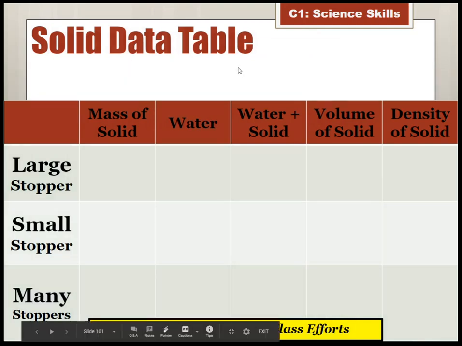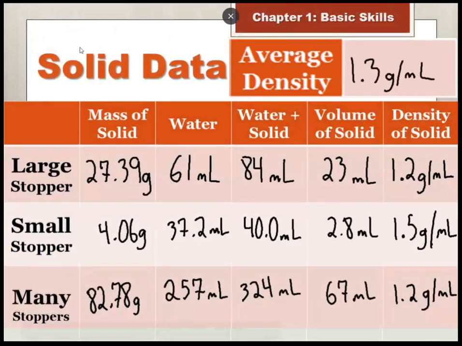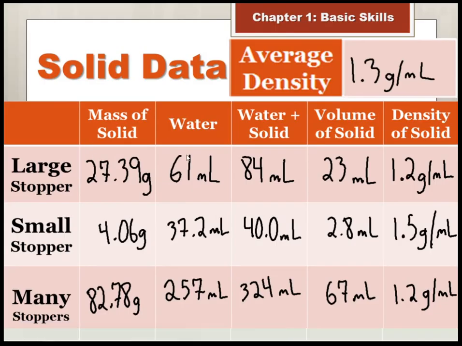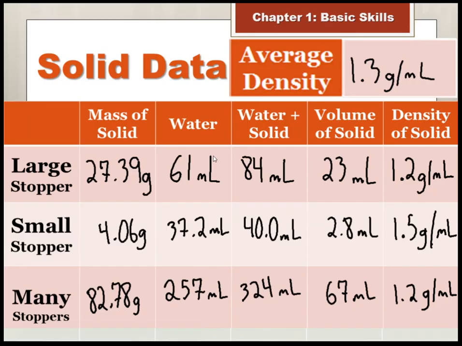If you take a look at this data table that's there, here's my sample data table. Okay, here was the mass. This was how much water was in it at first. Then I had my water plus my solid. Notice I used a different tool for the large stopper and the mini stoppers. My tool did not have a decimal place. It wasn't a very good tool, but it was very good for the size that I was dealing with.